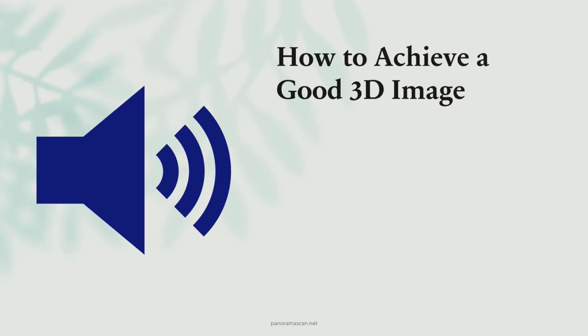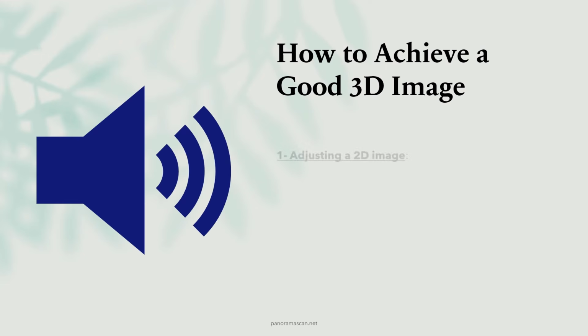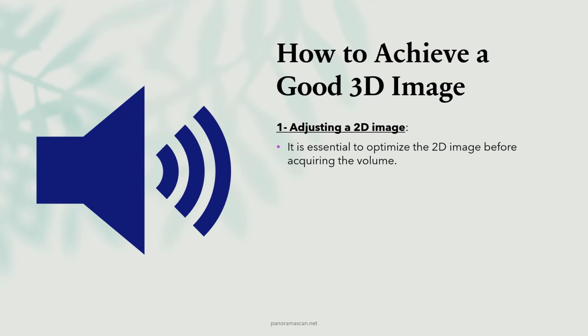Now let us advise you on how to achieve a good 3D image. The first and most crucial step to obtaining excellent 3D and 4D images begins with optimizing the 2D image. Before acquiring the volume for 3D imaging, it is essential to ensure that the 2D image has the best possible quality. The 2D base image serves as the foundation for accurate 3D reconstruction, so optimizing this image is vital. This step includes making adjustments to several parameters that directly affect image clarity and resolution.